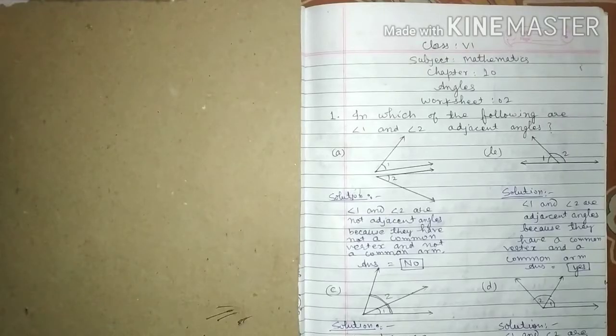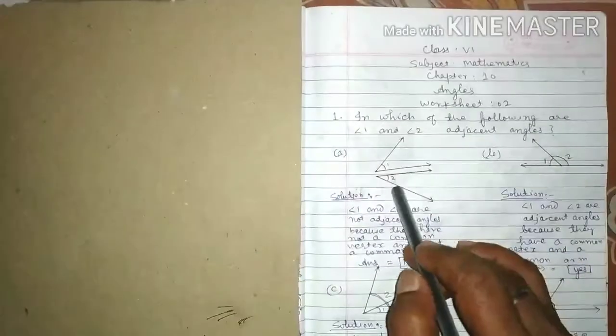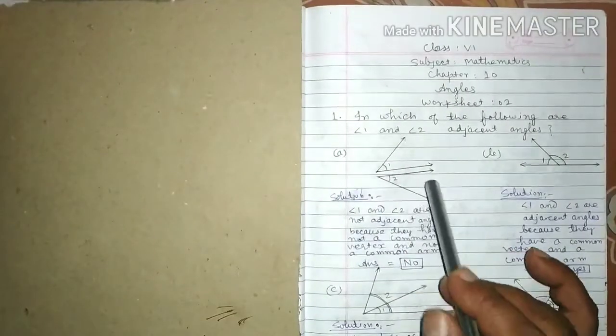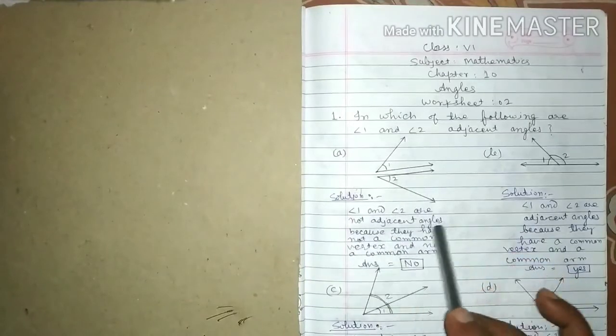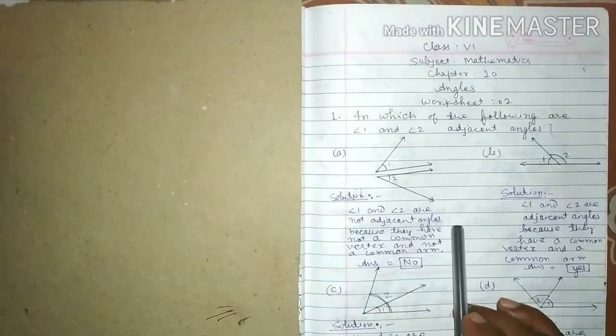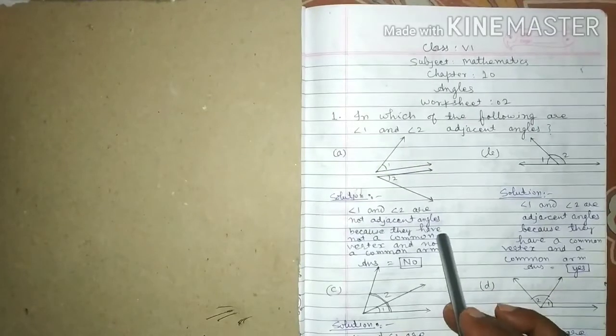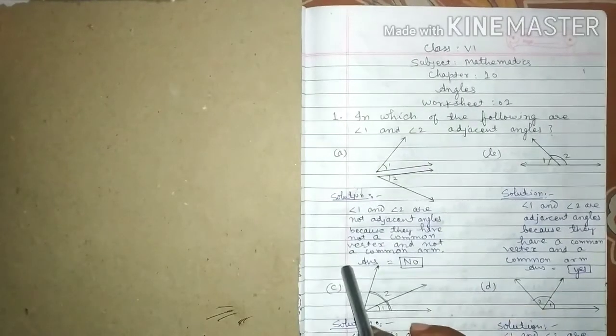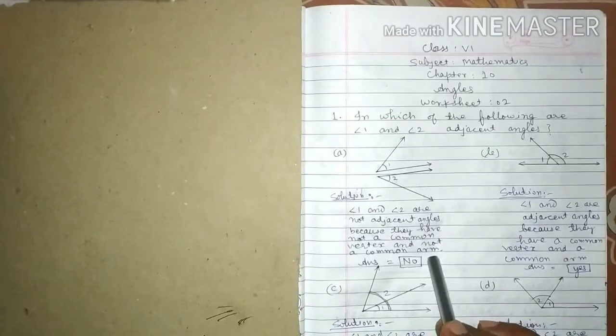My dear students of class 6, I am going to start chapter 10, name of chapter Angles, worksheet 2, question number 1. In which of the following are angle 1 and angle 2 adjacent angles? Question number A. In this figure, we observe that angle 1 and angle 2 are not adjacent angles because they have not a common vertex and not a common arm. So, they are not adjacent angle.